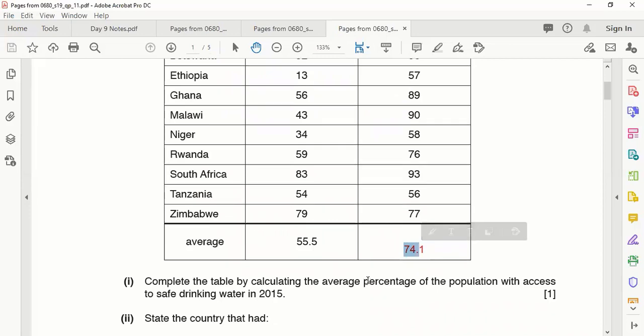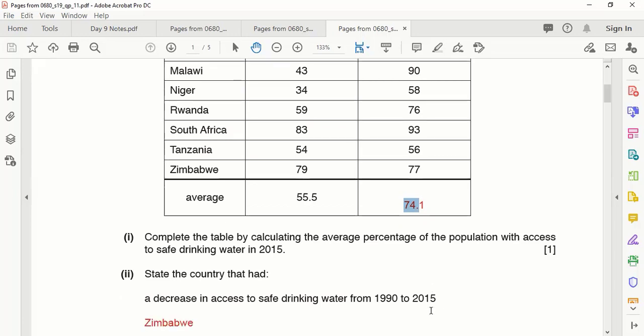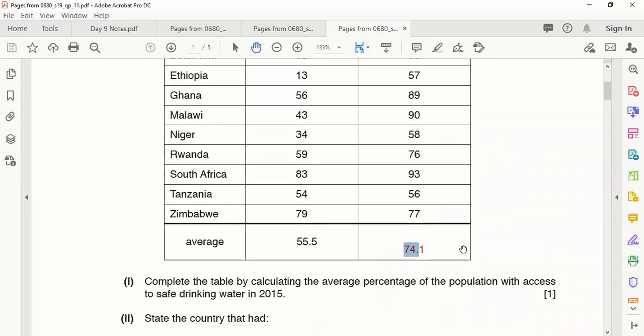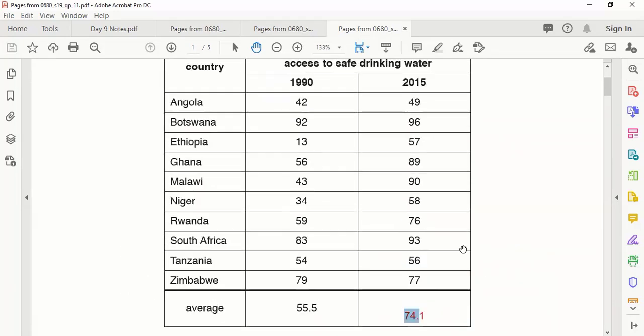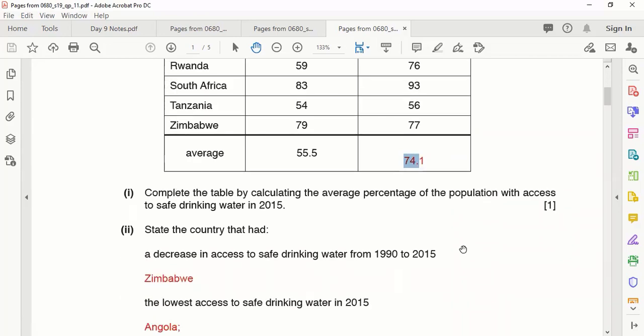Okay. Yes. Now state the country that had a decrease in access to safe drinking water from 1990 to 2015. Zimbabwe. Good. Next, the lowest access to safe drinking water in 2015, which still has the lowest. Okay, wait. Angola. Very good. Mashallah, you are a genius.